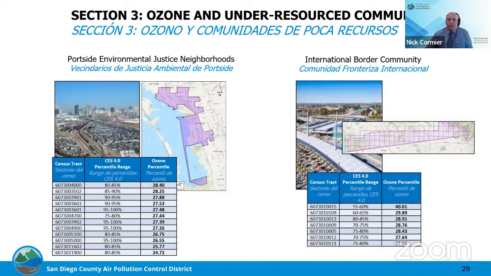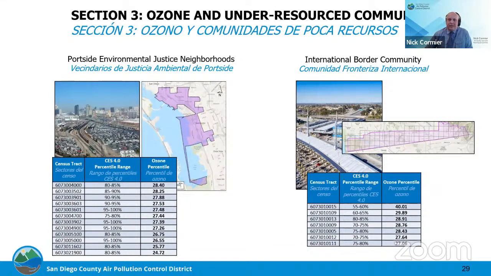The tables also include each tract's overall ozone percentile score in bold, which compares ozone levels in each tract against all others in California. For both communities, all but one tract have ozone scores below 30%, meaning these areas experience ozone levels that are lower than 60 to 75% of other census tracts found in California.